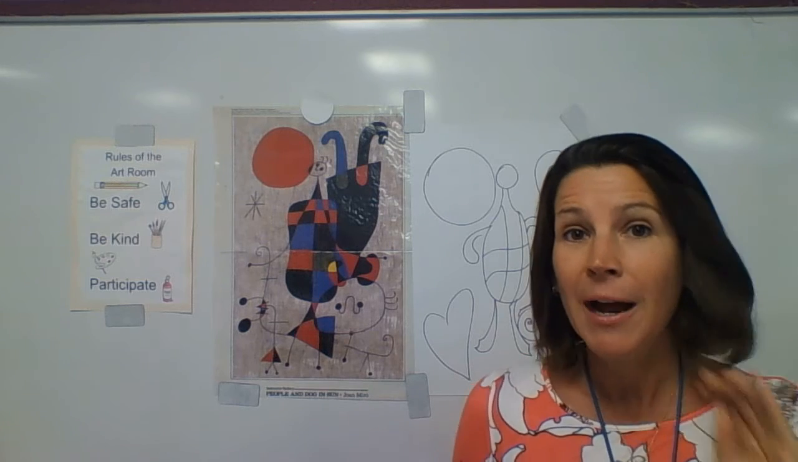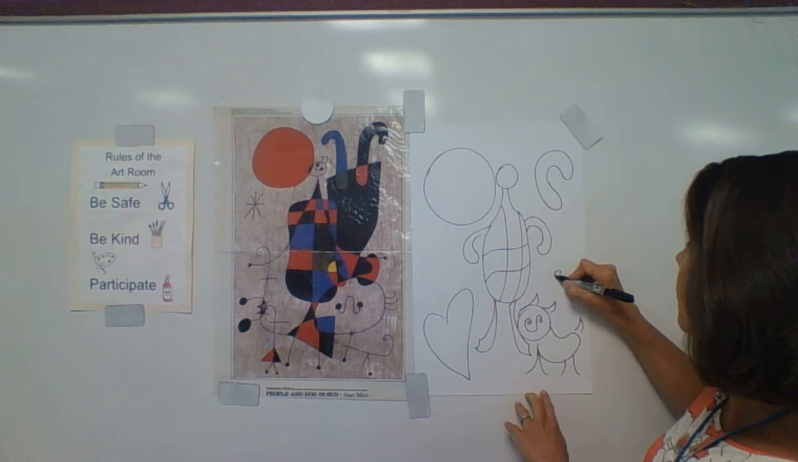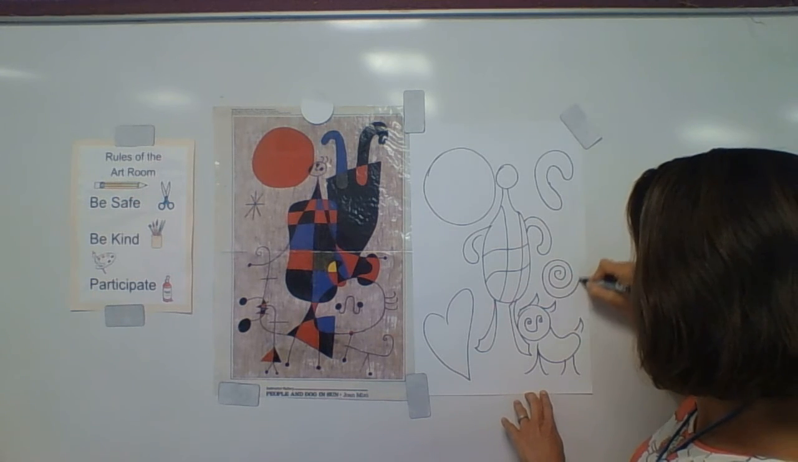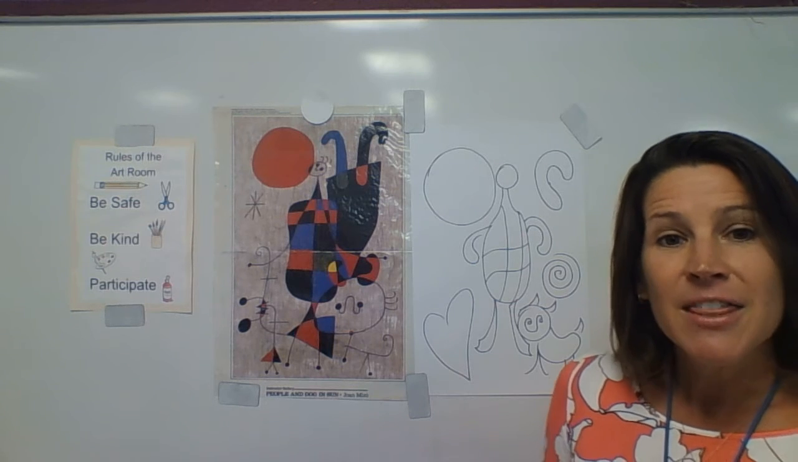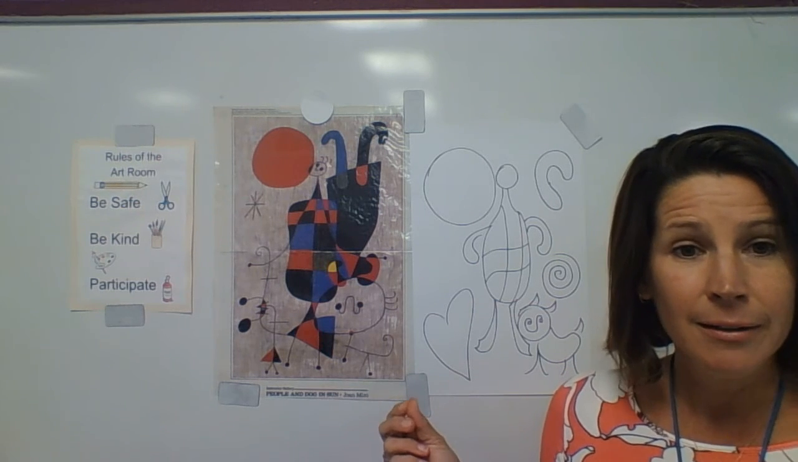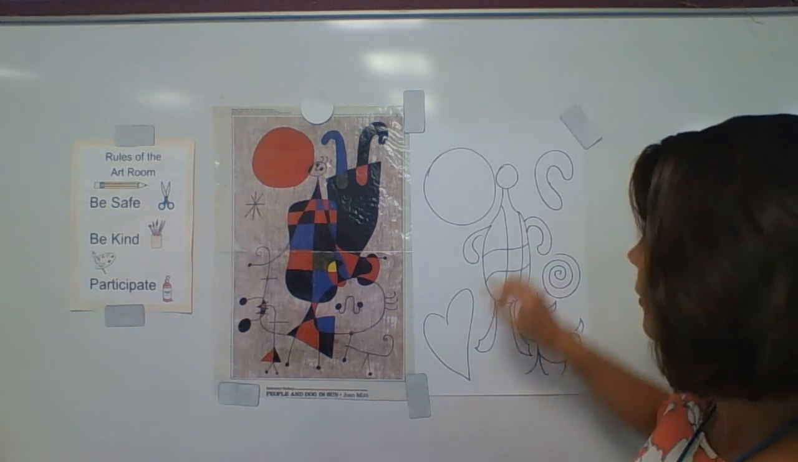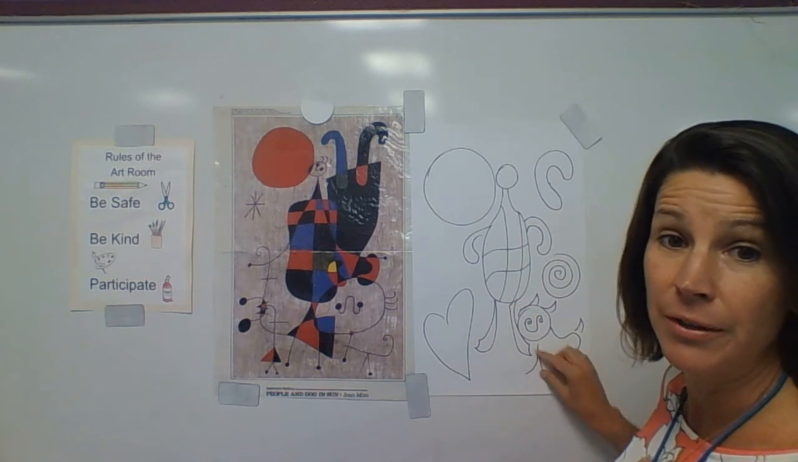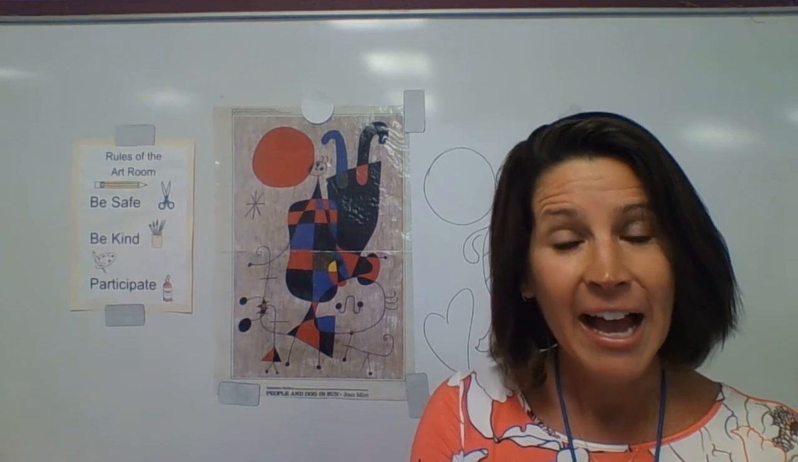You might want to practice some lines, like, do you know how to start in the middle and go round and round and round and round until you get a spiral? That's kind of fun. Then what I want you to do is take crayon or paint or marker or colored pencil, whatever you have for adding color, and add color to this, just like Miro added color to his. Have fun!